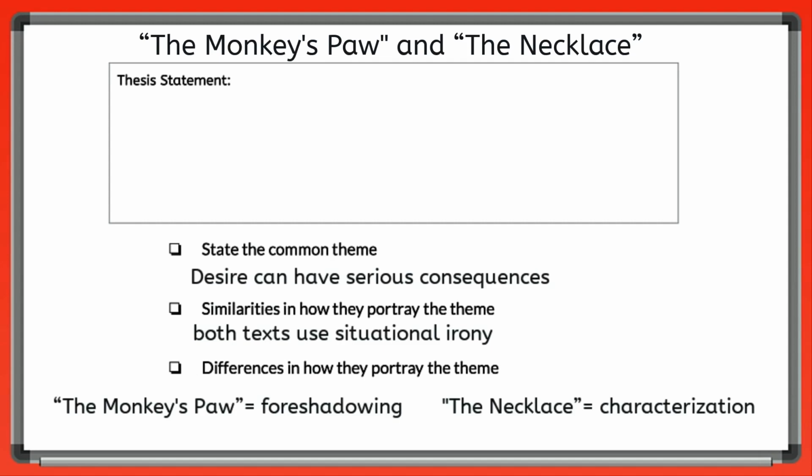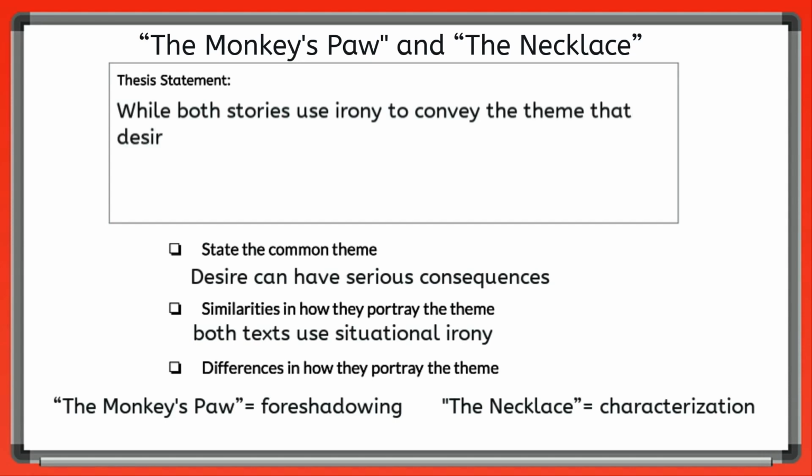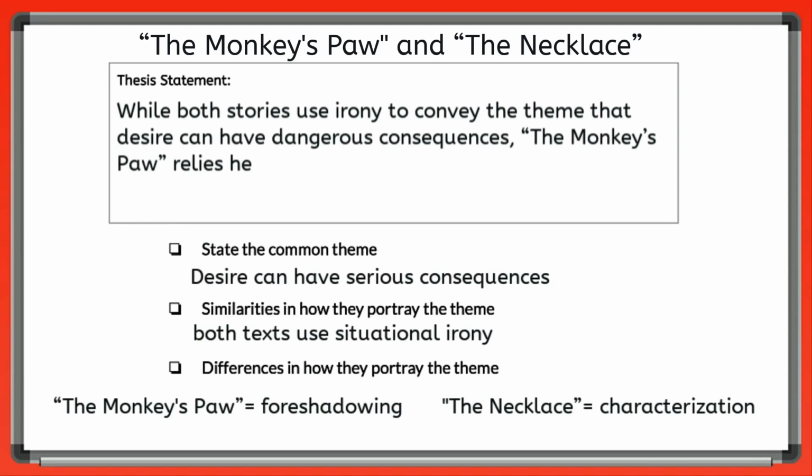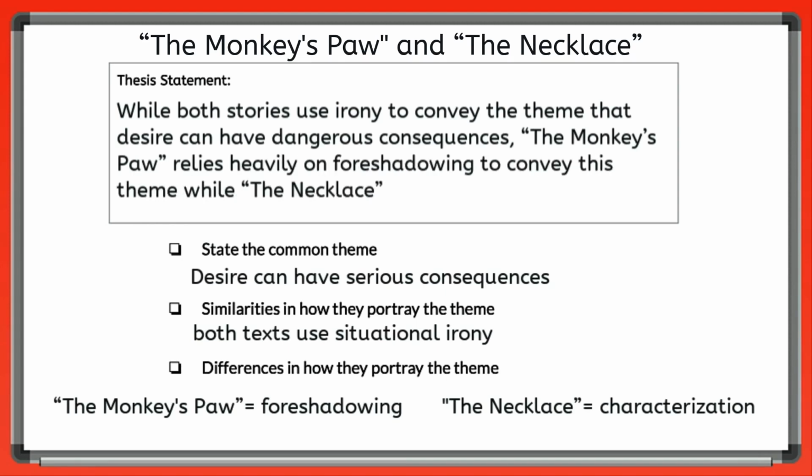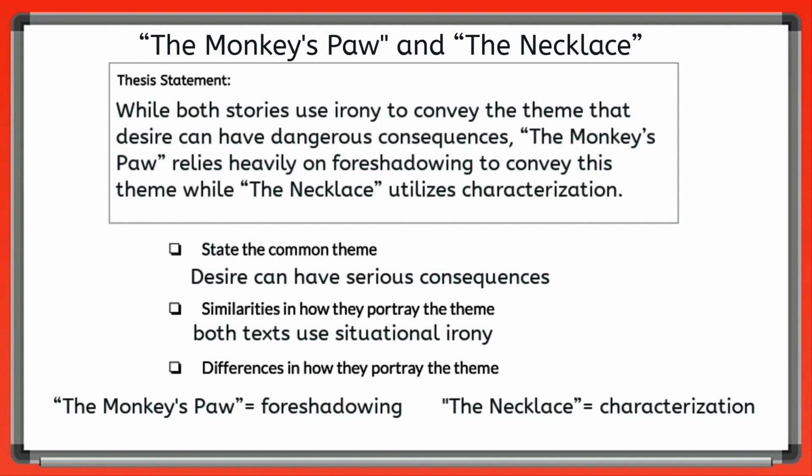So now that I have my main ideas that I need to fit into my thesis statement, let's put it all into a sentence. And remember, with our thesis, we want to keep it as concise as possible. So I'm going to say, while both stories use irony to convey the theme that desire can have dangerous consequences, The Monkey's Paw relies heavily on foreshadowing to convey this theme, while The Necklace utilizes characterization.